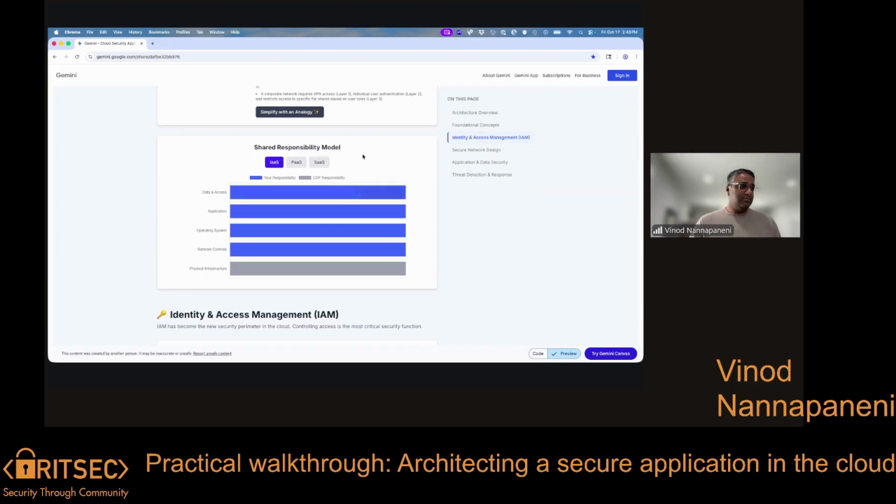The third layer, actually, I should have probably kept clicking this. So if you notice in the SaaS layer, the only thing we control is the data. That is your Gmail account. So your emails, your data, there's no other control. Whereas in platform as a service, you get to deploy your application and then you're interacting with the application and the data of the application.